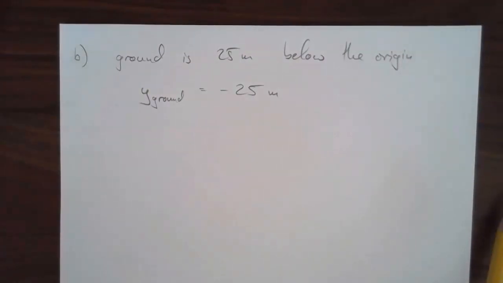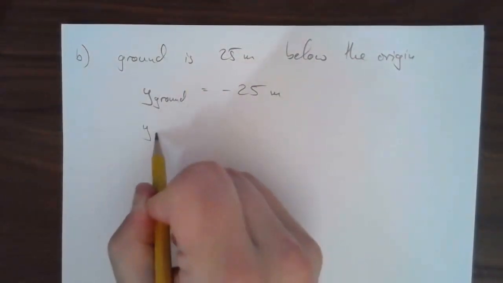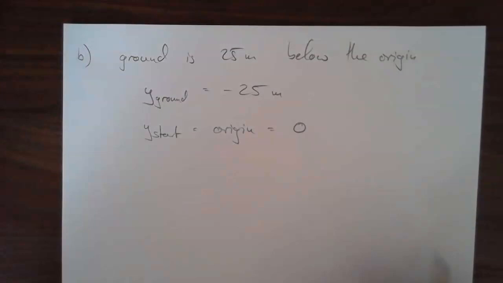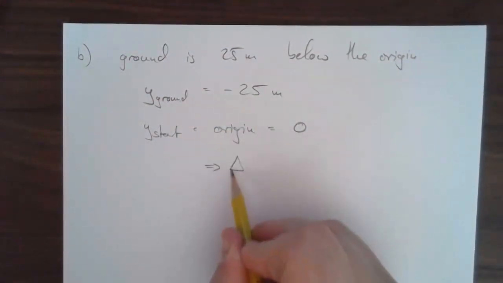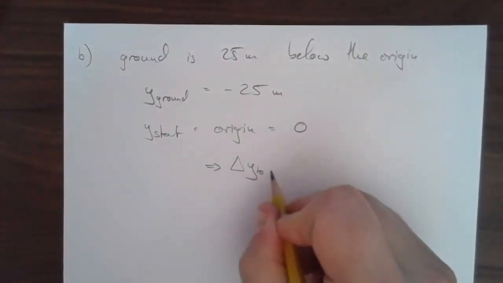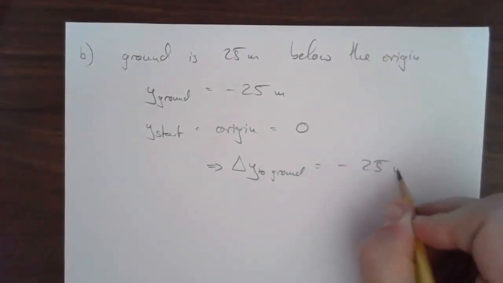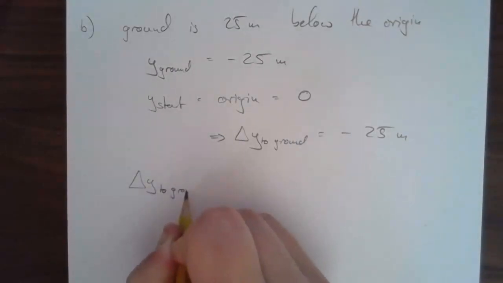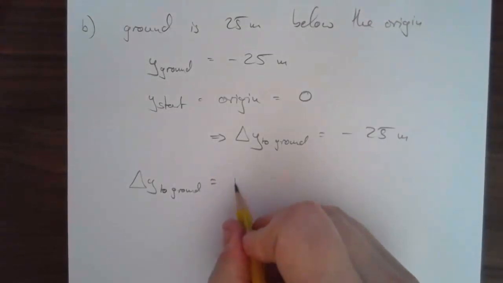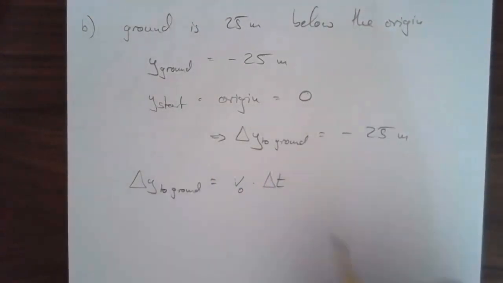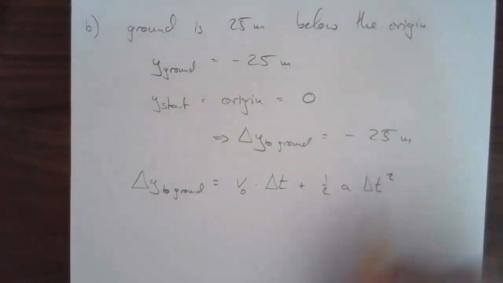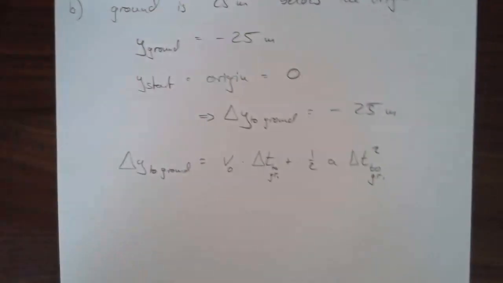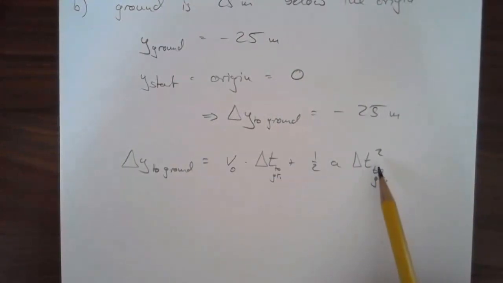Okay, we are asked to find how long until it hits the ground. Well, so if we start, but why start, right, was the origin, which is just zero by definition, that means my delta y, my change in y to the ground, is minus 25 meters, from zero down to minus 25. Okay, so now we can work with this. Delta y to the ground is equal to, well, it's accelerated motion, so it's the initial velocity times the time plus 1/2 a delta t squared, and the delta t is, of course, to the ground. I'm going to abbreviate this as t gr. So to the ground.